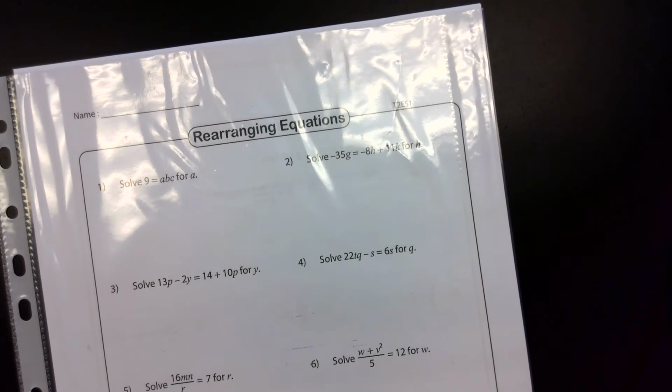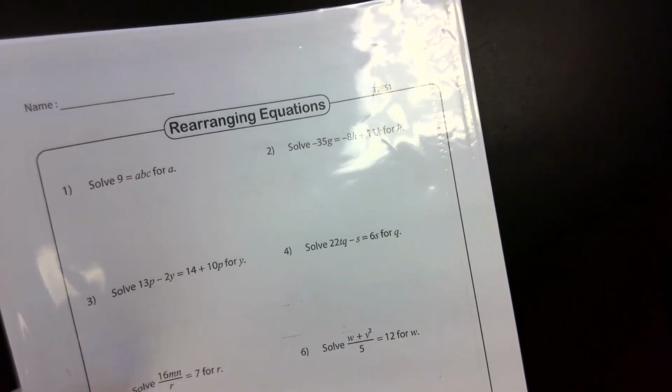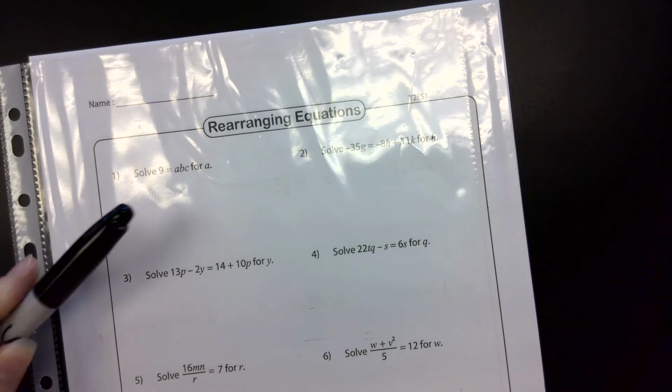So rearranging equations is something you do in math as well as in science. Science deals a lot with variables that might not have numbers, and it deals with multiple variables in the same equation. So it's not all just find x among a bunch of numbers. It's when you have lots of different letters together and you have to isolate one.